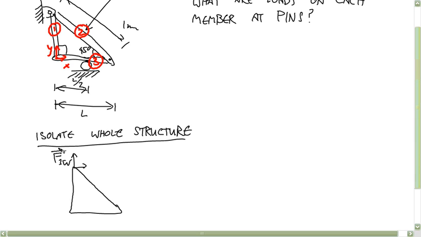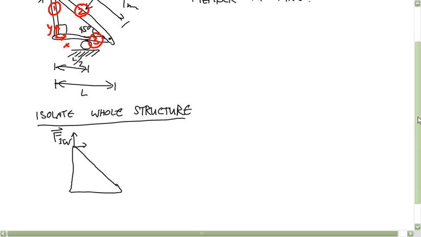Okay, what other forces? What other loads? Okay, and what kind of force is that? Yep, that's right, vertical force. And that's a force on member 3 by the floor. And anything else? Yep, that's right.